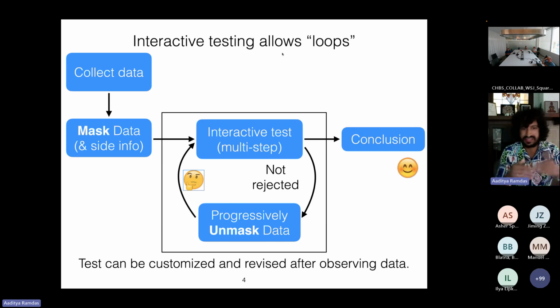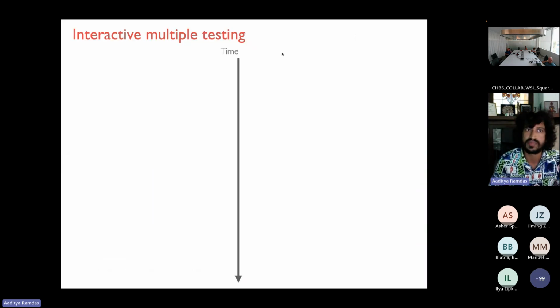And the key part is that the test itself can be customized and revised after observing the data. So you don't have to pre-commit to a particular model class in advance and so on.